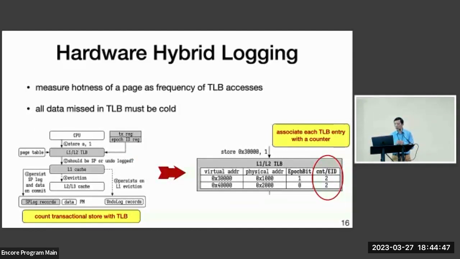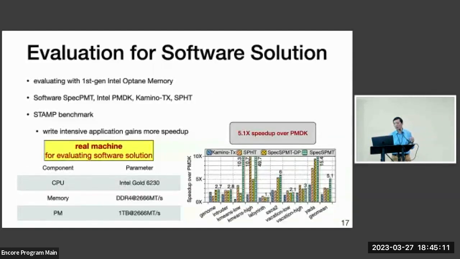And then one question would be, how do you efficiently find out what data are hot and what data are cold? The approach we take is to use simple hardware extensions. For the TLB, we add some extra counters, which count how many times a TLB entry has been accessed. Any data that misses in the TLB would be treated as cold data. So that's a way to distinguish them.